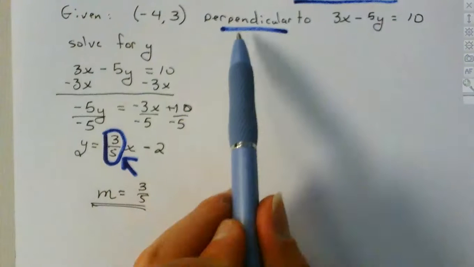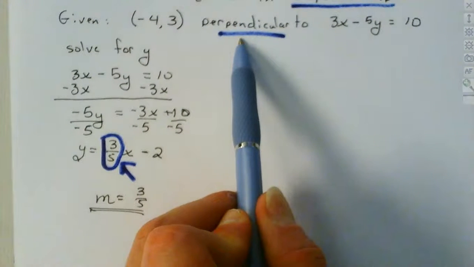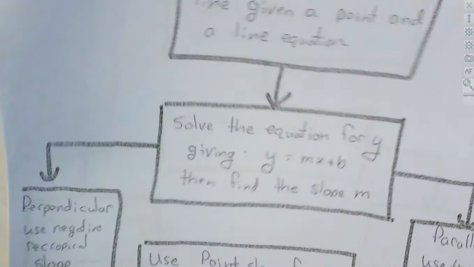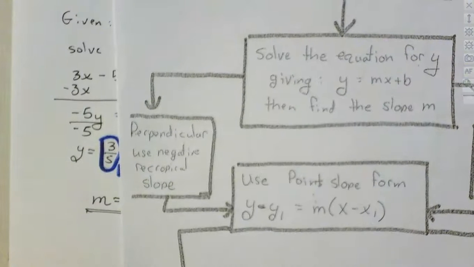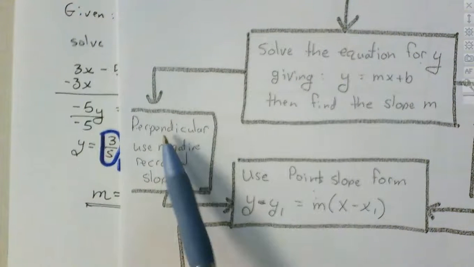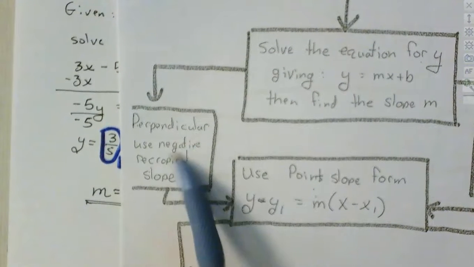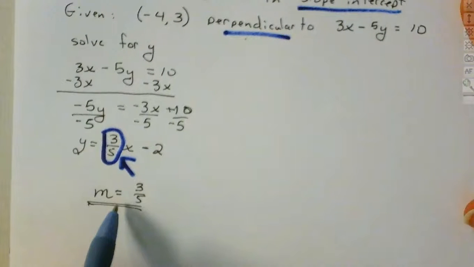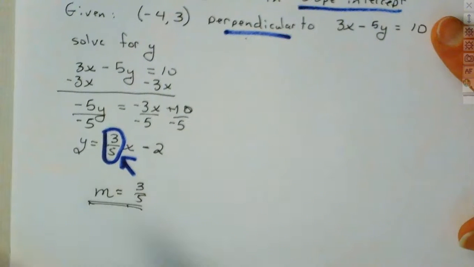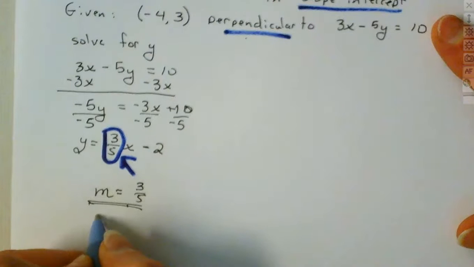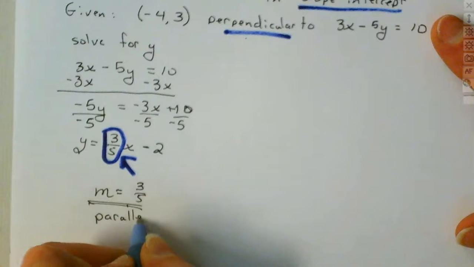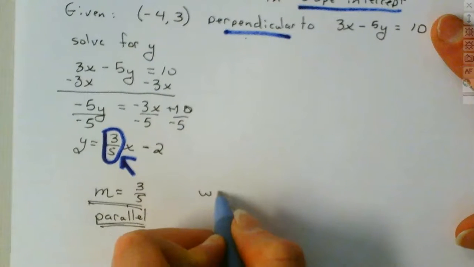Now, I want it to be very important here, perpendicular. Okay, so if I look at my flow chart and I go this way, before I get to the point slope formula, it says for perpendicular, you've got to use the negative reciprocal slope. So this is the parallel slope. Okay, we don't want the parallel slope, we want the perpendicular slope.